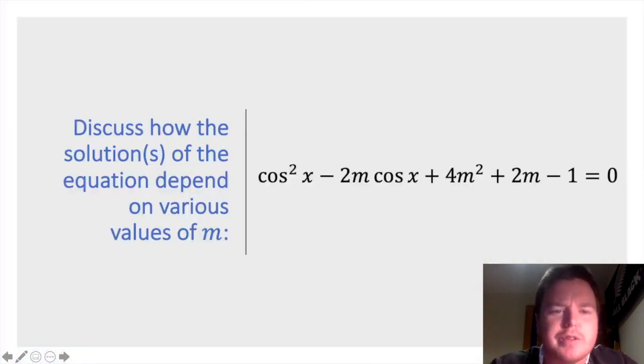Discuss how the solutions of the equation depend on various values of m. So it's an equation that's got an algebraic structure to it, but it's also got a trig component in it.